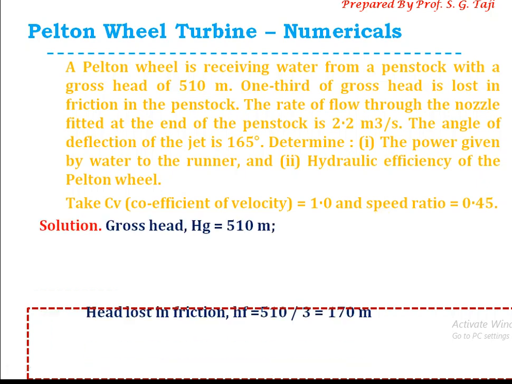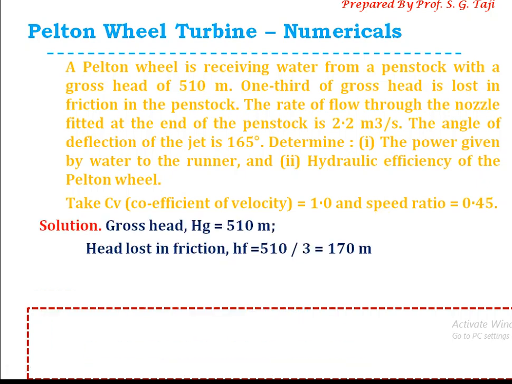Given data: gross head, and head lost in friction. So 1/3 of the head is going to be lost in friction. 510 divided by 3, almost 170 meter of head, is going to be lost in friction through the penstock. So I am going to calculate the net head here, which will be given by the gross head minus head loss. It is coming out as 340 meter.